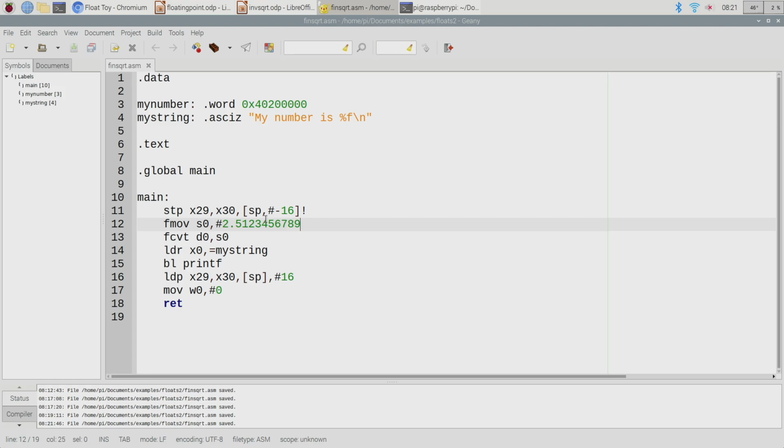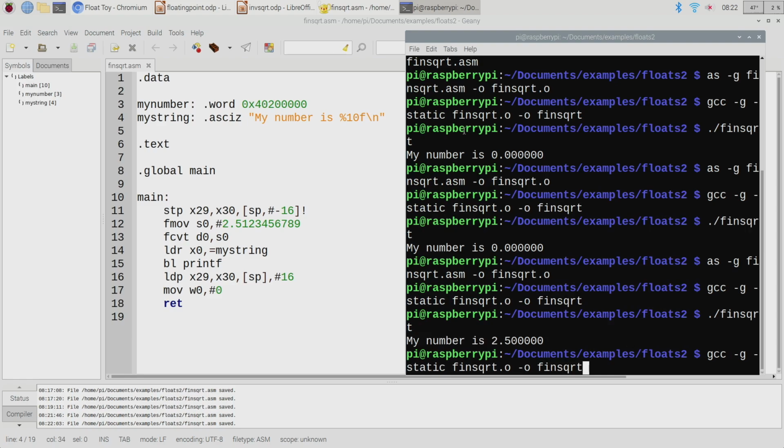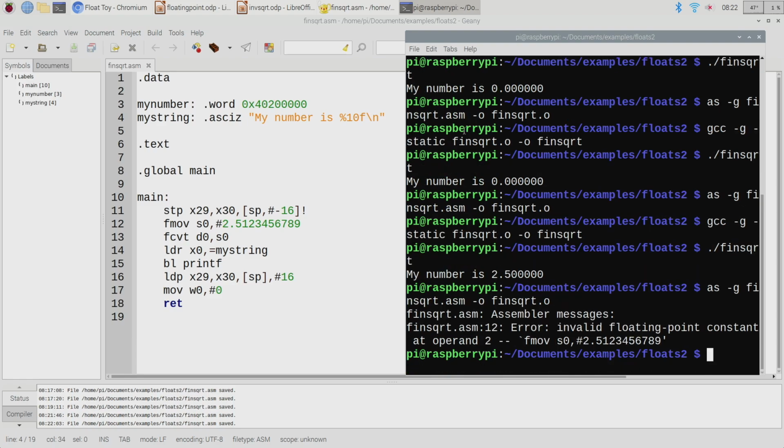Well, okay, that's the printing of it, right? I can change that by, right? So printf by default with a float will print 6 digits after the decimal point. Okay, so now if I try to assemble it, what happens? Yeah, it says invalid floating point constant, 2.51, blah, blah, blah.